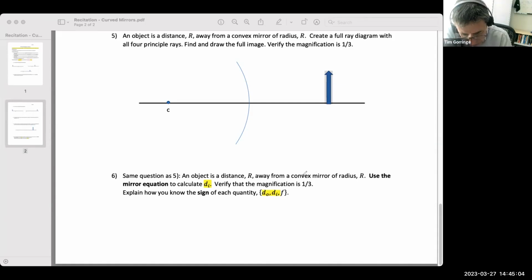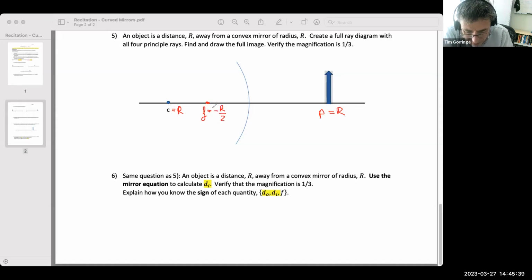So if I read this question, it tells me that an object is a distance r away from the mirror. So P equals r. And that distance r is the radius of curvature. So this location here, C, is at a distance r. That means that the focal length of this mirror is also related to r. It's half r. Now I've got to be careful here.